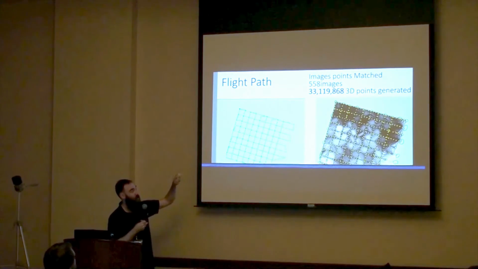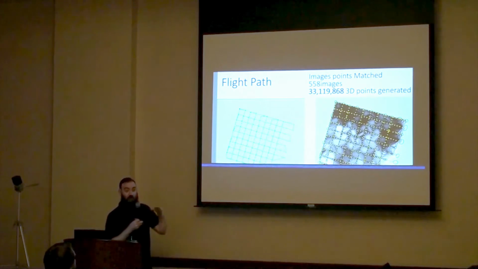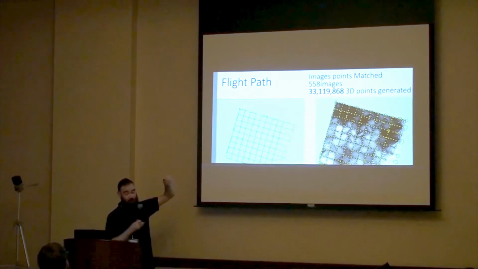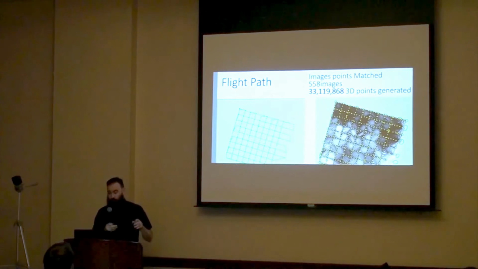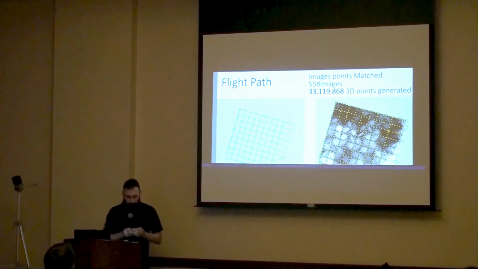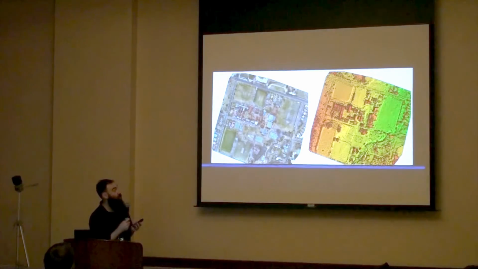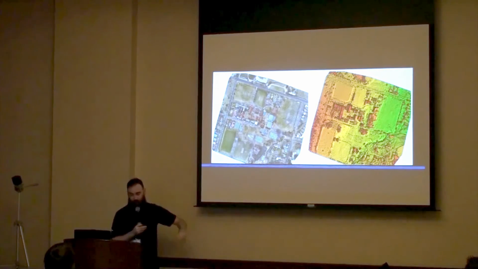So it finds the points in those photos that match the points in one of the other images and stitches them all together so that they're all aligned. And all of that generated out of those 558 images about 33 million points and a fairly detailed final product.